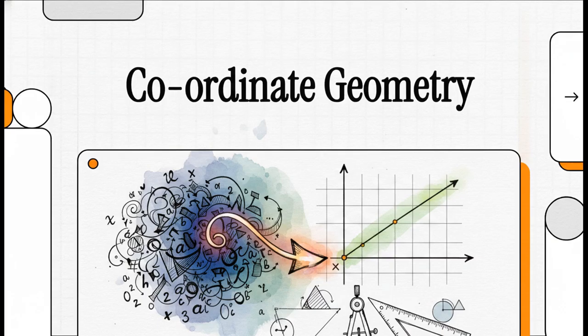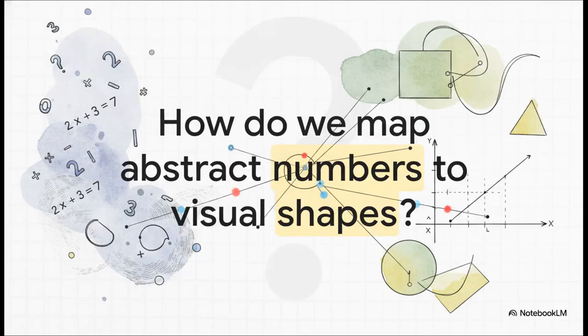Let's get into it. Okay, so let's kick things off with a pretty fundamental question. How exactly do we turn abstract numbers into visual shapes? Really think about that for a second. An equation? It's just a string of text. But geometry? Geometry is all about lines, curves, actual shapes. Coordinate geometry is this incredible bridge between those two worlds. It's literally the mathematical framework that allows us to, well, draw an equation, letting us see exactly what those numbers are doing behind the scenes.